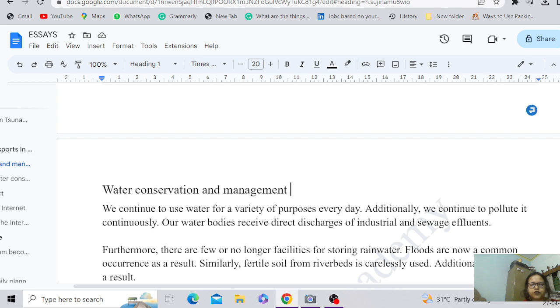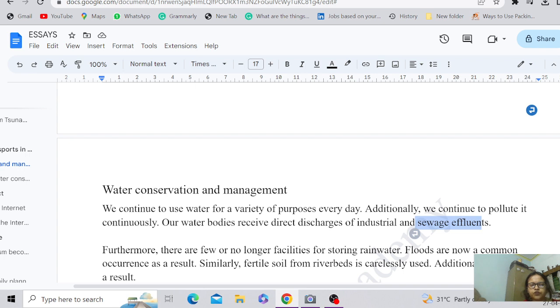We have been using water, and we continue to use it for a variety of purposes every day. So water has a number of applications on a regular basis. Additionally, we continue to pollute it continuously. We are not just using it, we are also polluting it continuously. Our water bodies receive direct discharges of industrial and sewage effluents. Sewage effluents means sewage waste. So water bodies receive direct discharges from industrial and sewage effluent.